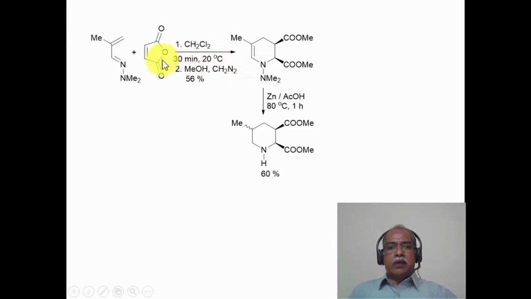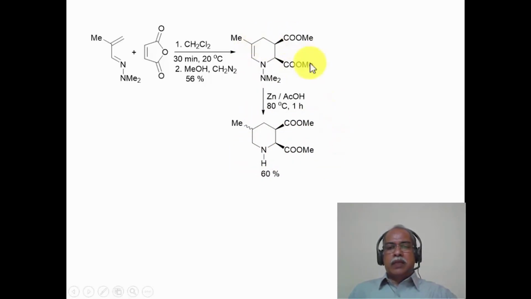The Diels Alder adduct is now undergoing a hydrolysis with methanol to produce the corresponding carboxylic acid. The anhydride is hydrolyzed to carboxylic acid. Then it is treated with diazomethane to produce the corresponding ester. So this is a part of a natural product synthesis, for example. The piperidine derivative that is produced is highly stereoselectively produced in this manner. The final reaction is essentially a nitrogen-nitrogen reductive bond cleavage by treating this hydrazine derivative with zinc and acetic acid, where the reductive cleavage of the nitrogen-nitrogen bond results in the formation of the piperidine derivative that is shown here.